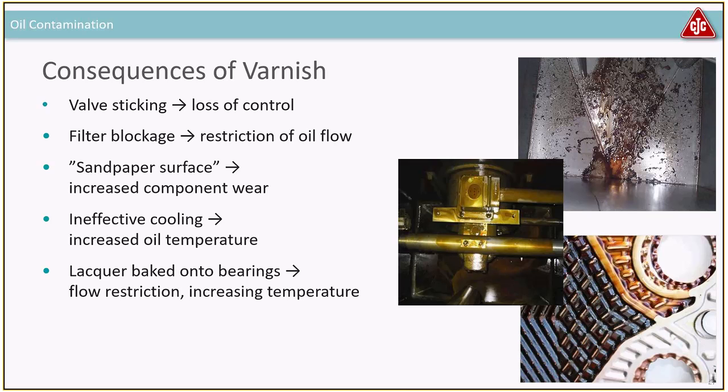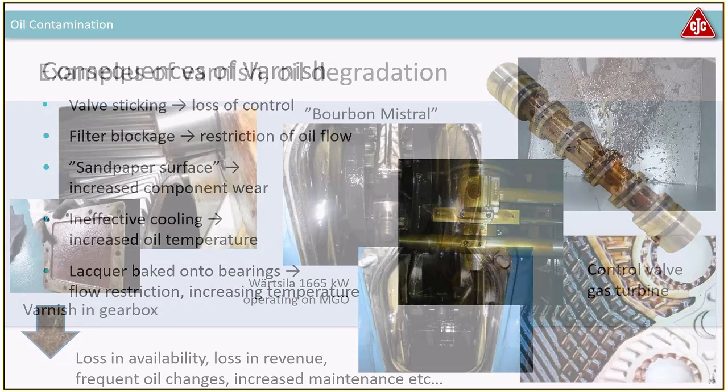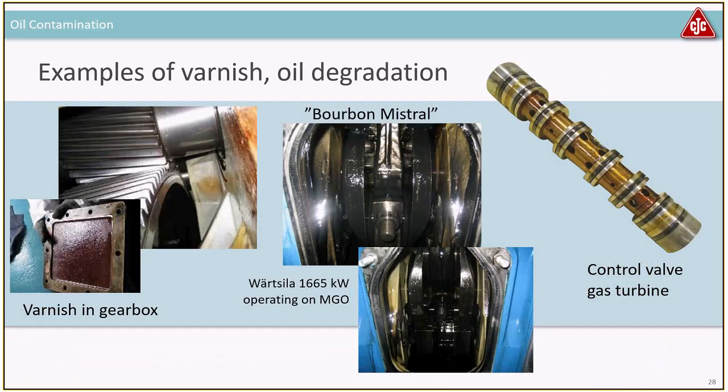You can bake it on like a lacquer, and that can wear the engine quicker and start to use oil. So oil with varnish is costing a lot of money. It means you lose availability and revenue, and you need to change your oil. So varnish is quite costly for systems. Here are a few photos of a gearbox, an engine, and a valve. It's difficult to see, I know, but there's more soot in this engine, which has been cleaned up. You can see it's yellow here.